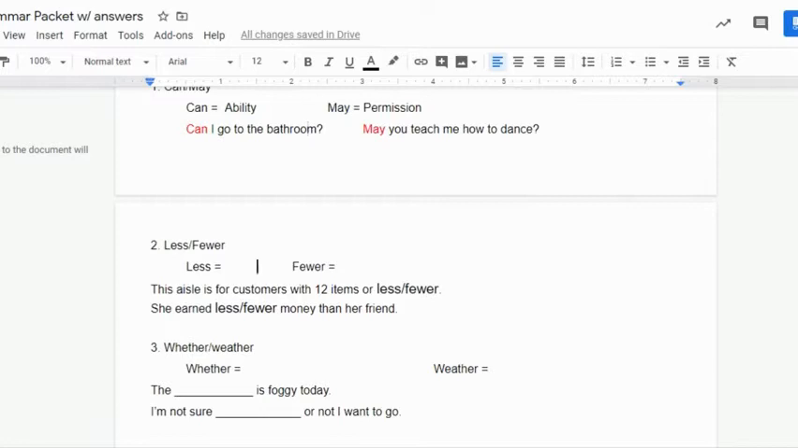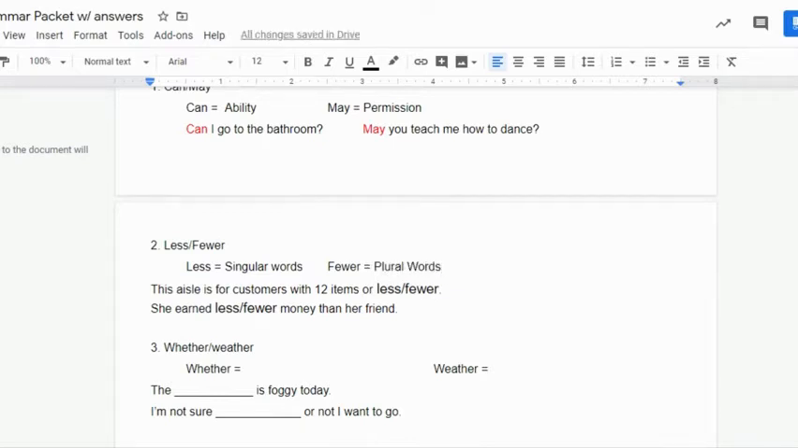Number 2, less and fewer. This one is a little more complicated and it is frequently messed up. And the way you can remember it best is to think of it in terms of money. Like, would you say you have less money or fewer money? And you wouldn't say fewer money, that just sounds kind of weird. So the reason is because less is used with singular words, and fewer is used with plural words.